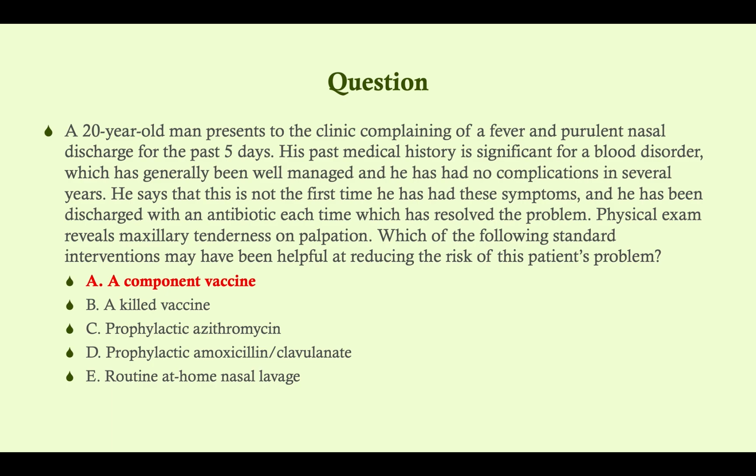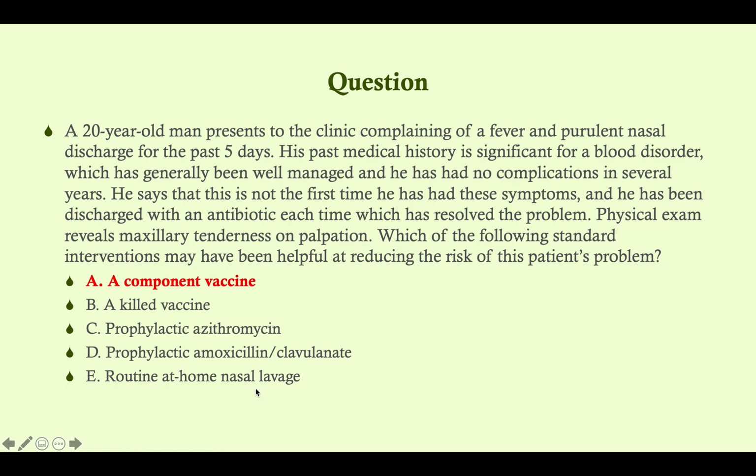Pneumococcal vaccine is a component vaccine, as we already talked about. Killed vaccine, that's things like polio, certain influenza vaccines. Those are killed, not pneumococcal vaccine. It's a component vaccine. Prophylactic azithromycin would not be indicated. It probably would have prevented it, but that's not something that we do routinely. Prophylactic amoxicillin clavulanate, again, we don't give prophylactic antibiotics routinely to sickle cell patients.